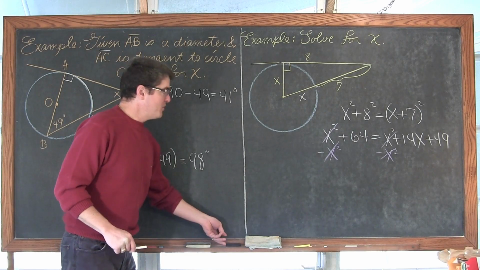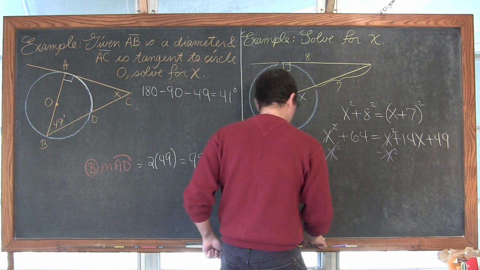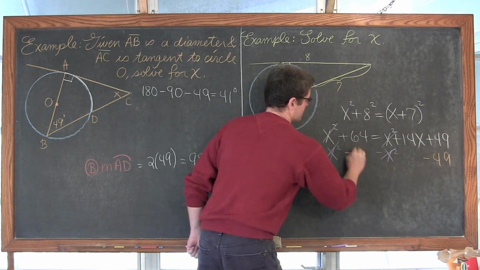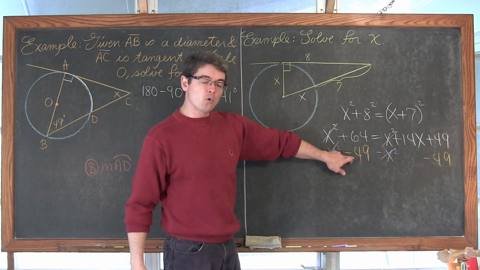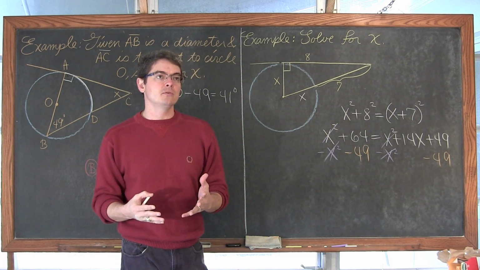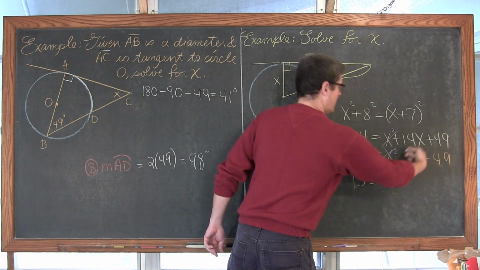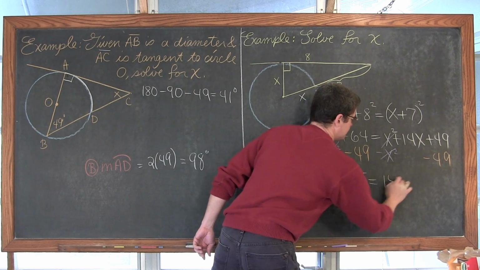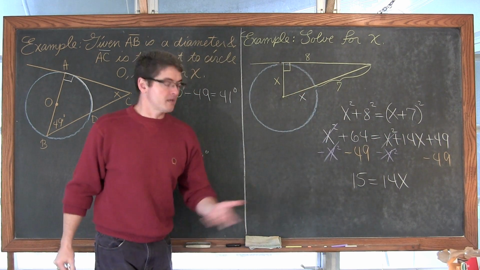So keeping with the idea, we're moving away from the variable. We're going to subtract both sides by 49. Trying to find a different color so you can see the steps I'm doing. And 64 minus 40 is 24, and 24 minus 9 is going to be equal to 15. So we have 15 is equal to just the 14x, is all I've got left, because the x squareds canceled out and I just subtracted both sides by 49 to get the 15.